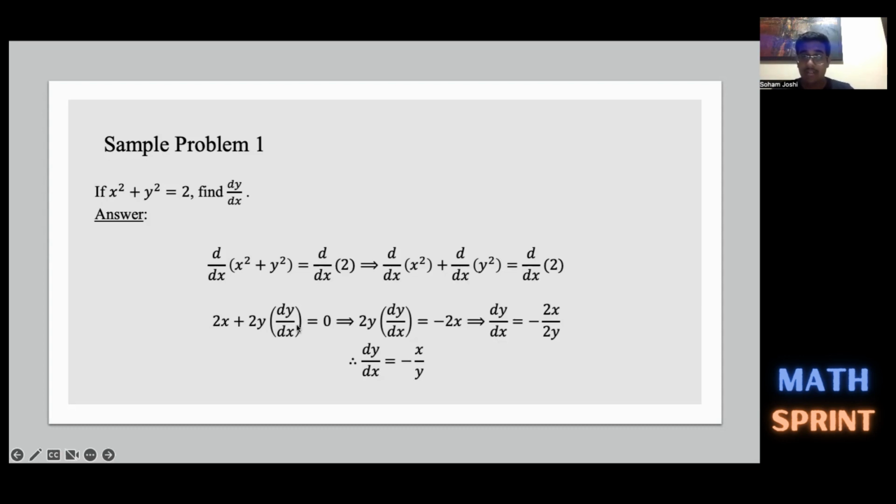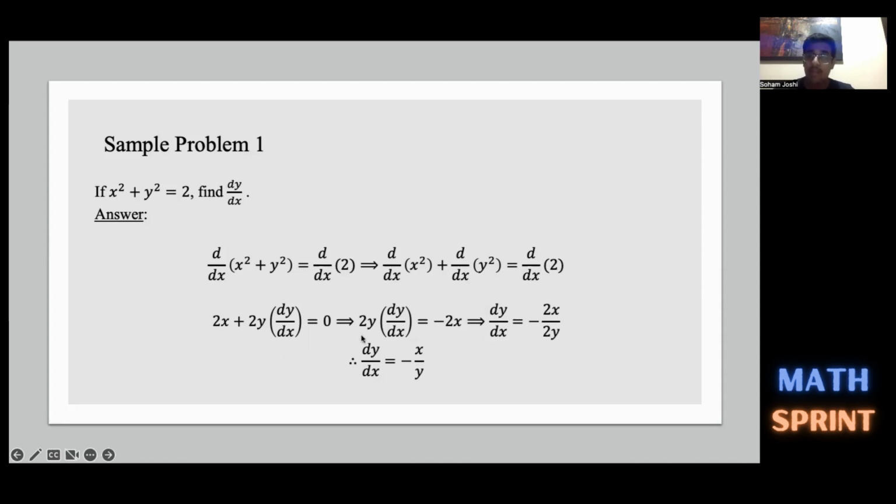Now, after that, the third step. There's essentially only one function that's a product of dy by dx, and that's 2y times dy by dx. So we keep 2y times dy by dx on the left-hand side, and then on the right-hand side, we have minus 2x. Now, actually, for this problem, the fourth step is already complete. The left-hand side is written entirely as a product of dy by dx and another function, which in this case is 2y.